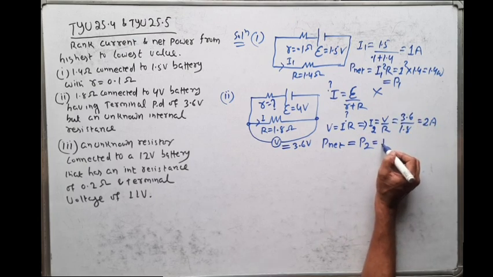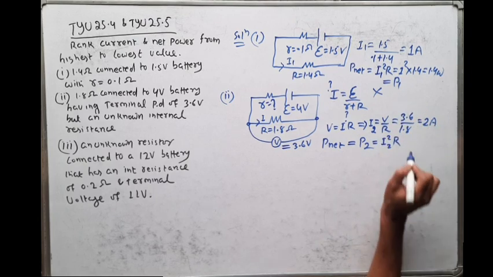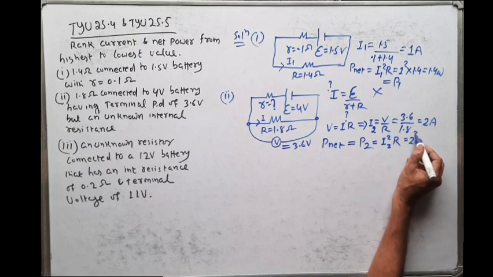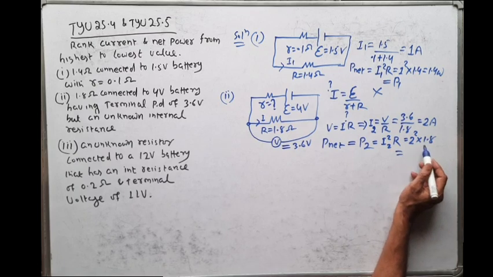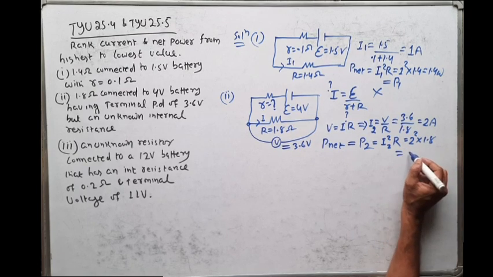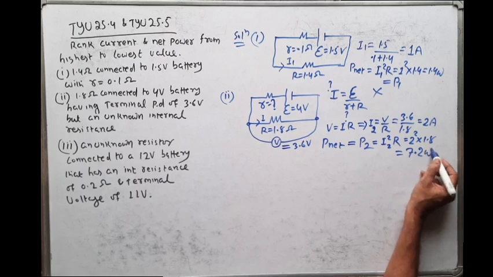P2 is equal to what? I square into R. So what is I? 2 square. What is R? 1.8. That is equal to 4 into 1.8. It is nothing but 7.2 watt.